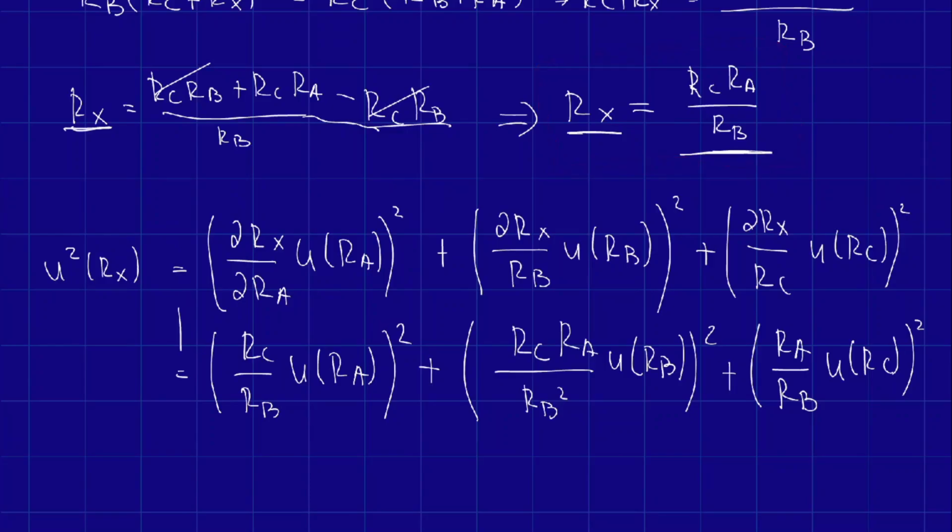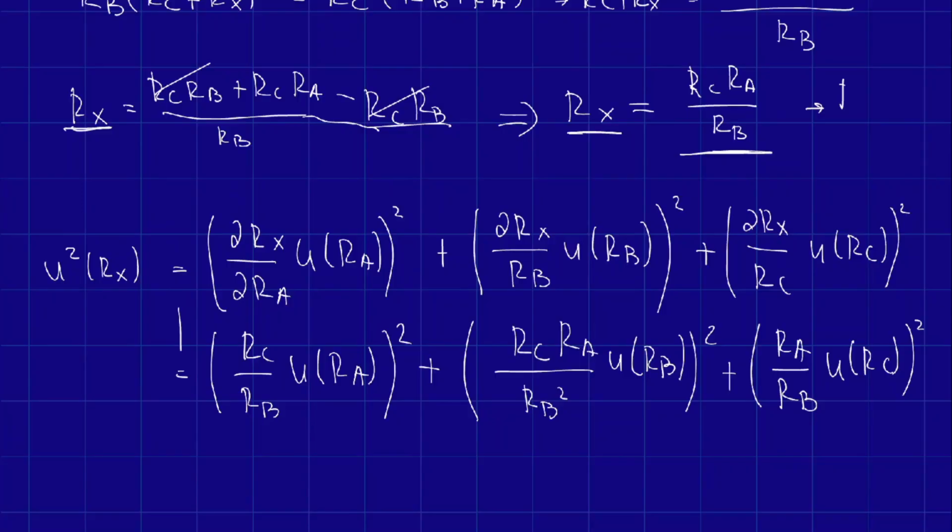So if we ask ourselves, what is Rc divided by Rb from this formula above? How do we know that? We just isolate them. So if we isolate Rc divided by Rb, we will just get Rx divided by Ra. So as you can see, this is clearly equal to Rc divided by Rb, okay? So we just substitute that, okay? So we have Rx divided by Ra, U Ra squared.